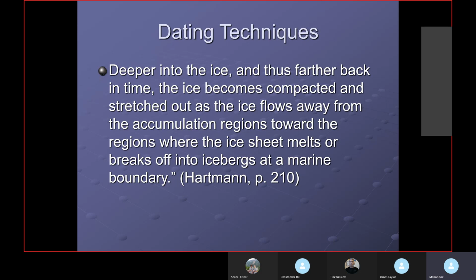So what we have here is these layers become compacted and stretched out. That's why they have trouble figuring out how many layers they actually have. So the layers become compacted and they become stretched, and so they're very, very thin. And so it's real difficult to count them.